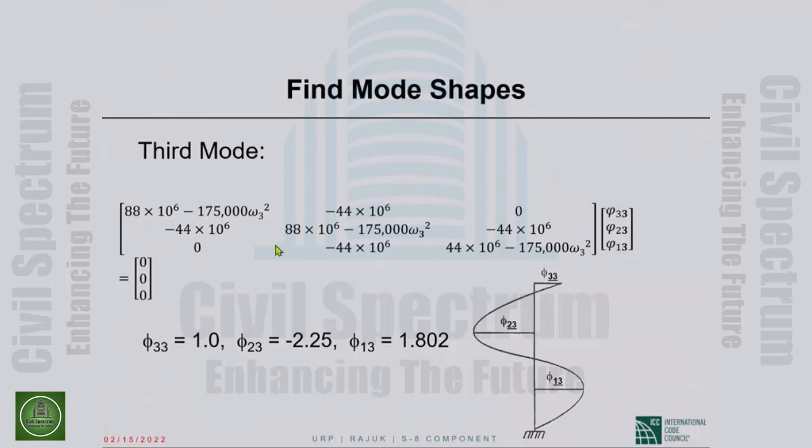If in the matrix we write omega equal to omega 3, this will be the mode shape vector of the third mode, and the third mode was obtained as these values. The top is 1, this is negative 2.247, this is plus 1.802.